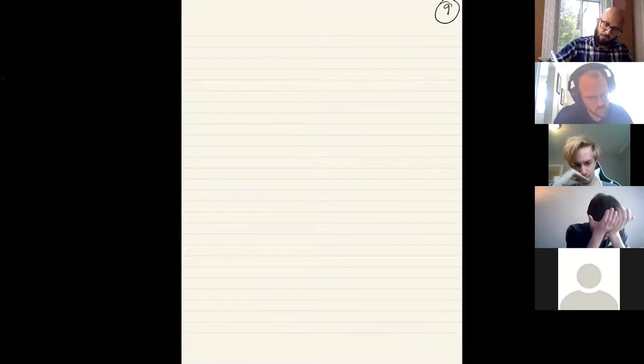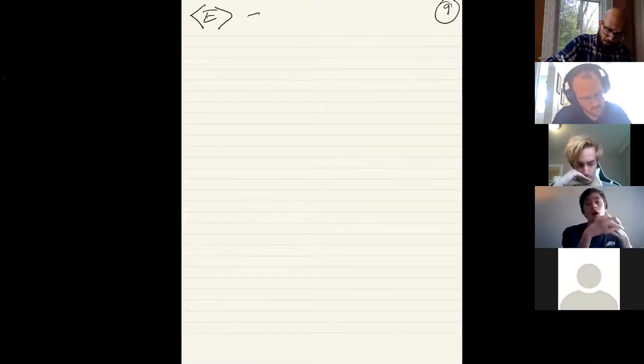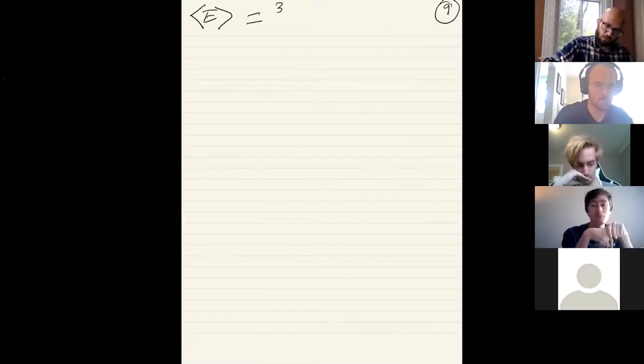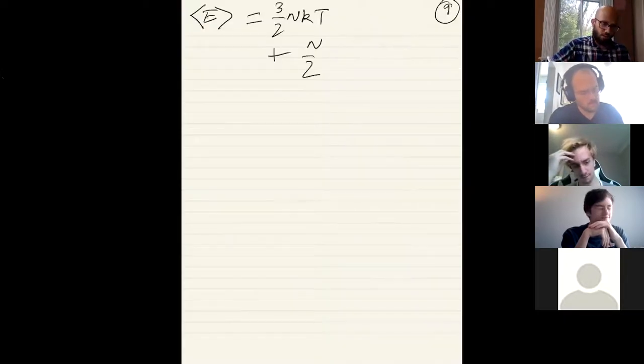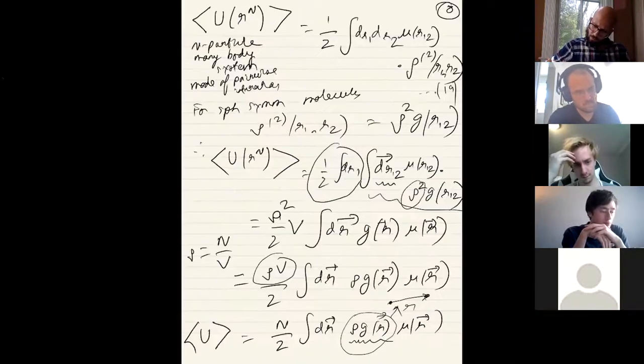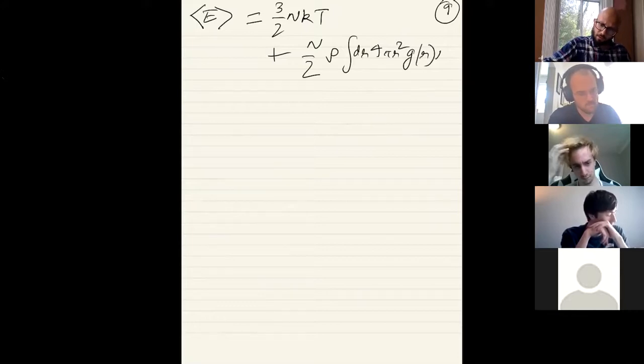So now we can write down the full thing, the average E. Haas had helped us with the momentum part, that was 3 by 2 NkT, plus we have this relation that we just derived, N by 2 rho. And now we can switch to spherical coordinates and use our nice g of r. The phi and psi angles of spherical coordinates integrate out to give us 4 pi r square, and we get g of r, small u of r.